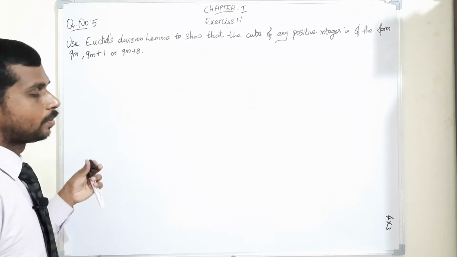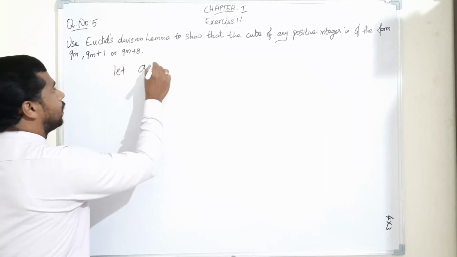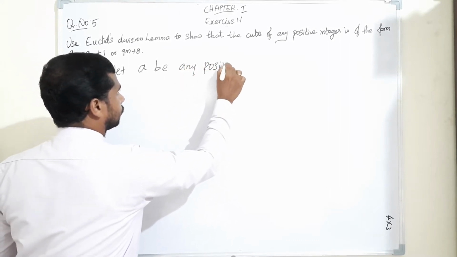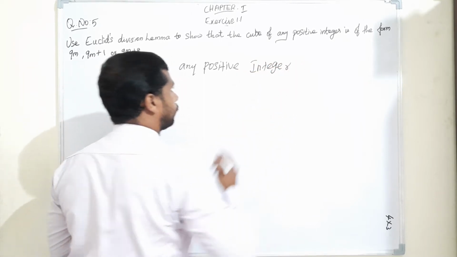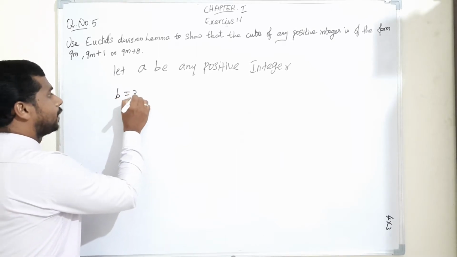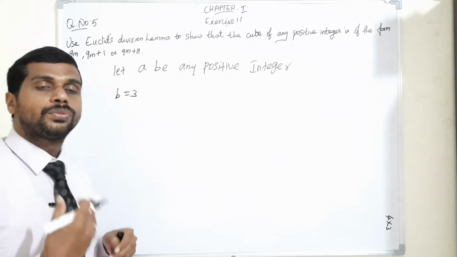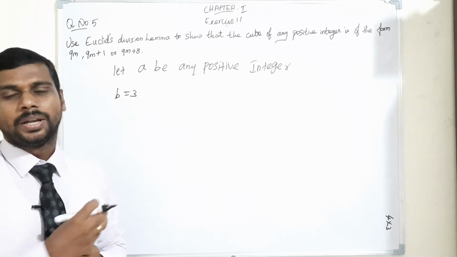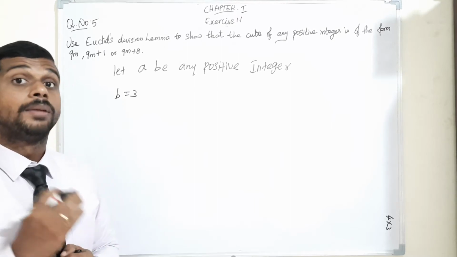Okay, so here also the first condition is the same. Let a be any positive integer. Then I have taken b as 3. Why? Because if you take b equal to 9 directly, we need to find 9 different types of solutions, so time is also wasted. So only the perfect square root of 9, we can say 3. That's why I have directly taken the value b equal to 3.